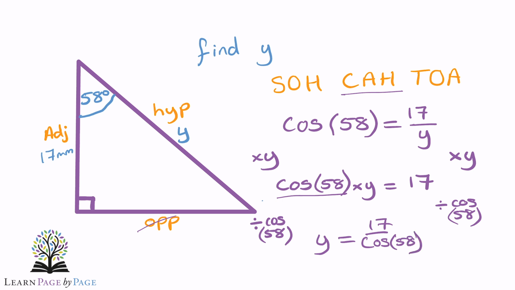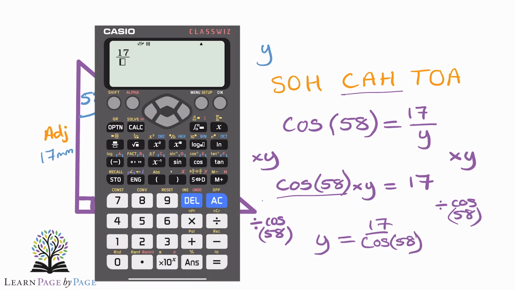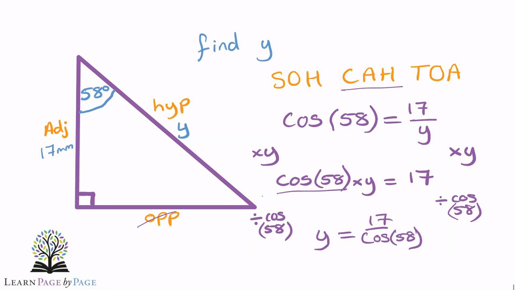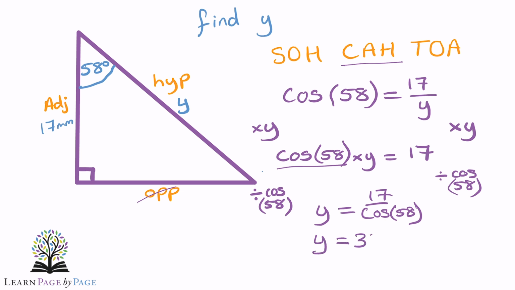Put that in our calculator. 17 divided by cos 58, close your bracket, come to the end, equals, and that's 32.08. So y equals 32.08. But as the question hasn't instructed us to what decimal place, then we've got to look at the measurements on the triangle, and they were to no decimal place, so I'm just going to round that to 32. Y equals 32, and it was millimetres.